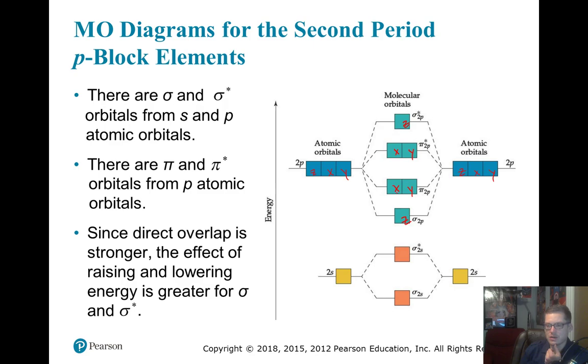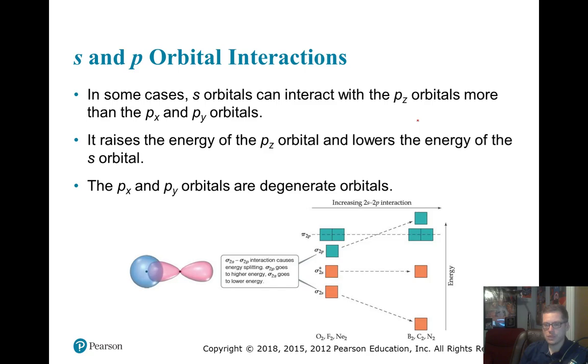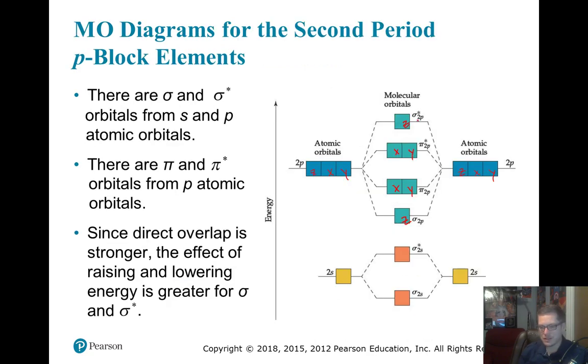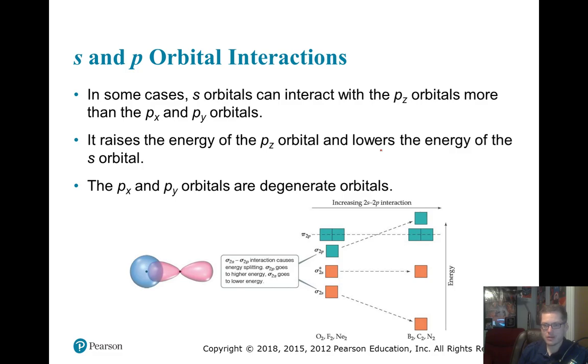And then because it's not quite as far down, the pi star orbital will be not quite as far up as the sigma star orbital, okay? Now, this seems pretty intuitive. But there are certain cases where life gets a little bit weird, okay?